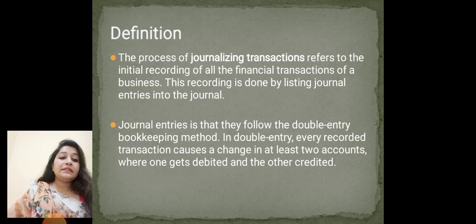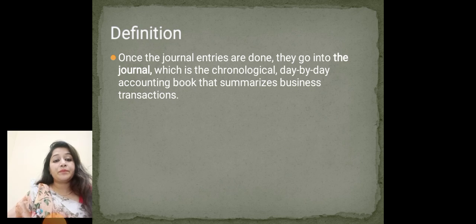Journal entries follow the double entry bookkeeping method. In double entry, every recorded transaction causes a change in at least two accounts. If any entry in the accounting affects two accounts, one will be debited and the other one will be credited. Once the journal entries are done, they go into the journal, which is a chronicle day by day accounting book that summarizes business transactions.